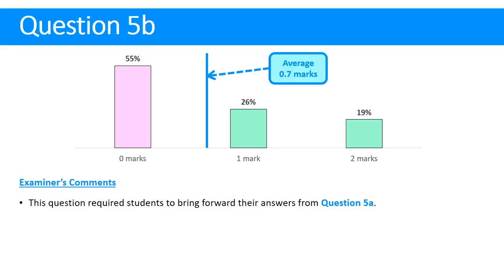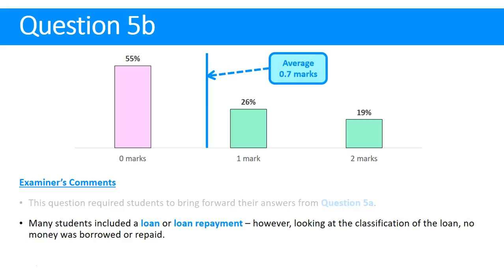The examiner's comments were, this question required students to bring forward their answers, so that's always a difficult thing. It's asking you to use information you've already done. And many students included a loan or a loan repayment. However, as we looked at the classification of the loan, no money was actually borrowed or repaid.